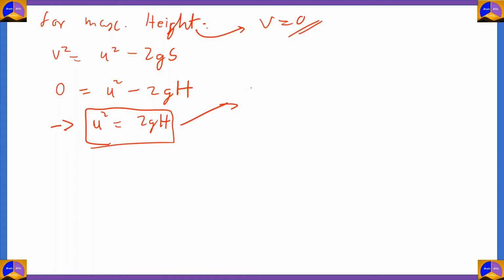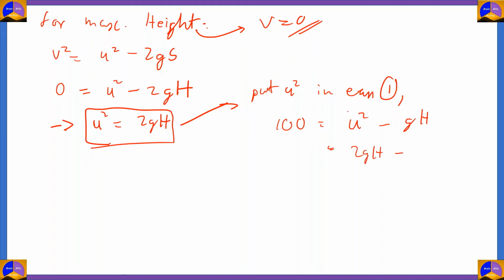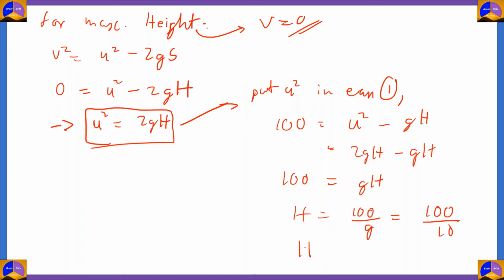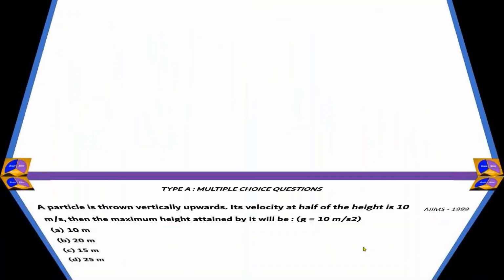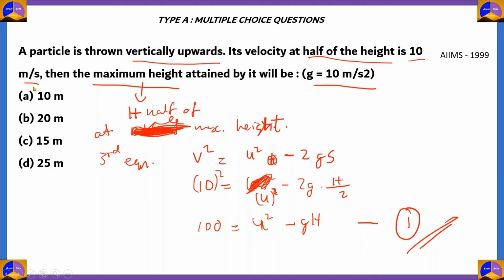Using this value, now we'll put u squared in equation 1. Our equation 1 was 100 is equal to u squared minus gh. And we know the value of u squared as 2gh using what we just did. So 2gh minus gh, so 100 is equal to g into h. Now let's find the value of h. h is 100 by g, and g is given as 10, so 100 by 10. So h is equal to 10 meters. The final maximum height is equal to 10 meters. That is option A.